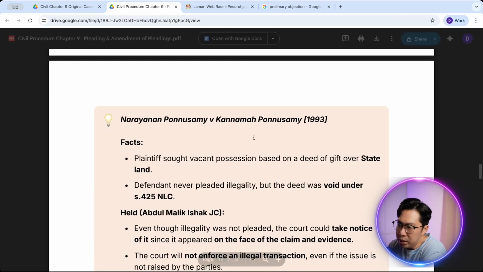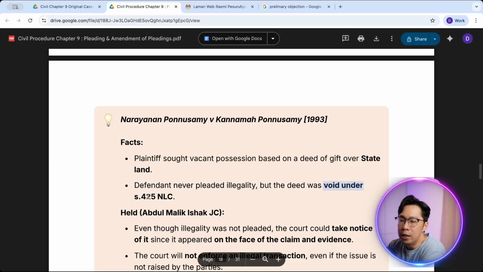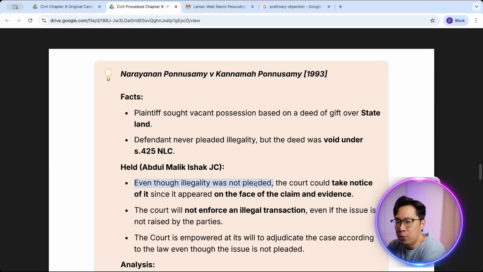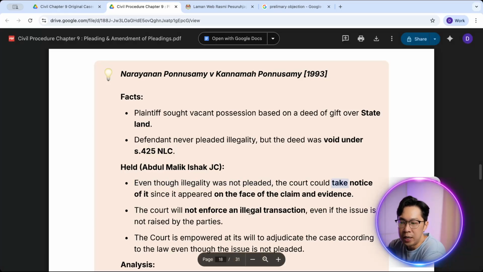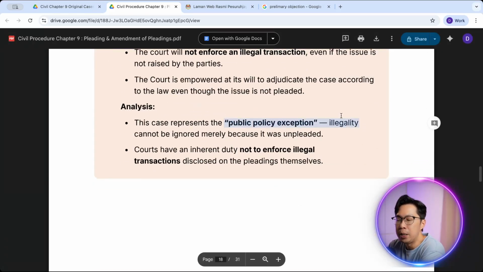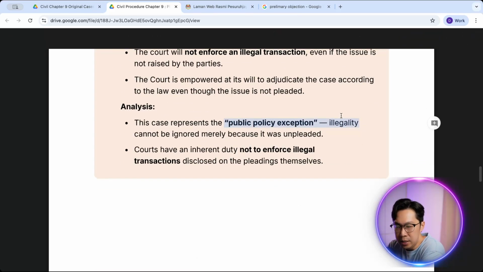Narayanan. Plaintiff sought vacant possession based on a deed of gift. Defendant never pleaded illegality. But the deed was void under the National Land Code, your land. Even though illegality was not pleaded, the court would not enforce an illegal transaction, an illegal contract. These represent public policy. Illegality cannot be ignored because it was unpleaded. Okay? Illegality, the court will not give effect to an illegal contract.